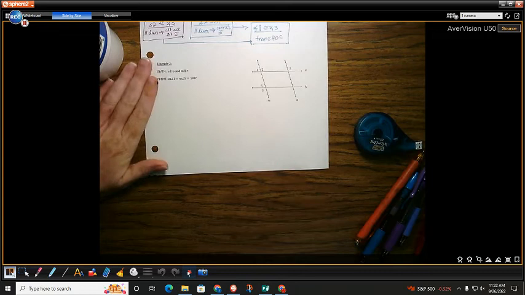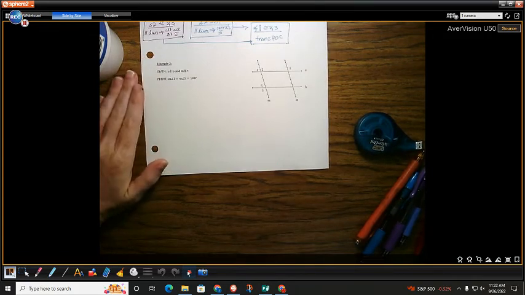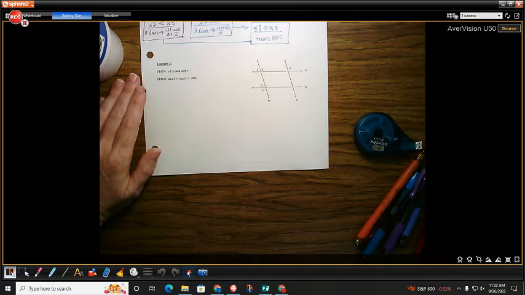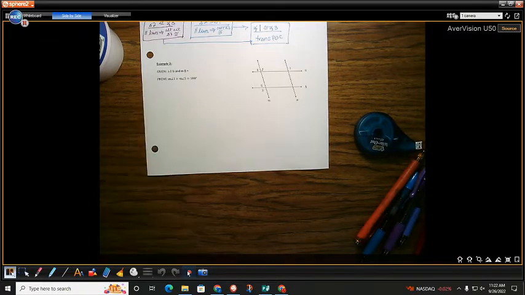Okay, so let's try another. Now this one has several ways to attack it. In fact, the past two classes I've done this with my students, they have both done it different ways. So I'm interested to see how you guys choose to work this proof. The nice thing about proofs though, as long as you get there in the end and all your steps are right, it doesn't matter if you took a long path or a short path.